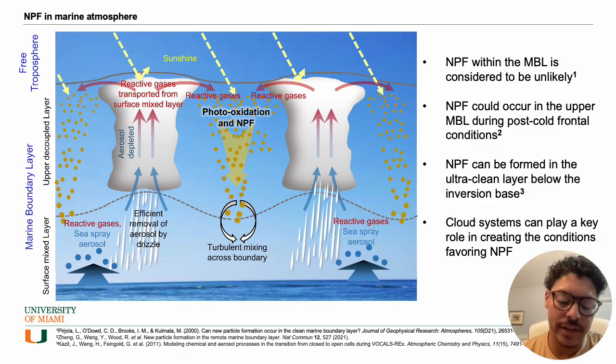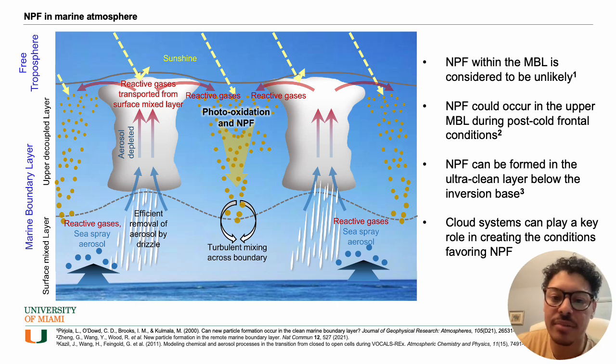NPF within the marine boundary layer is considered to be unlikely due to the relatively high surface area of the sea spray aerosols, which act as condensation and coagulation sinks of nucleating vapors and also of newly formed particles. However, recent studies over the eastern North Atlantic show that NPF events can occur regularly in the upper boundary layer during post-cold-frontal conditions, due to low concentration of pre-existing aerosols, lower temperature, relative abundance of precursors, and higher actinic fluxes.